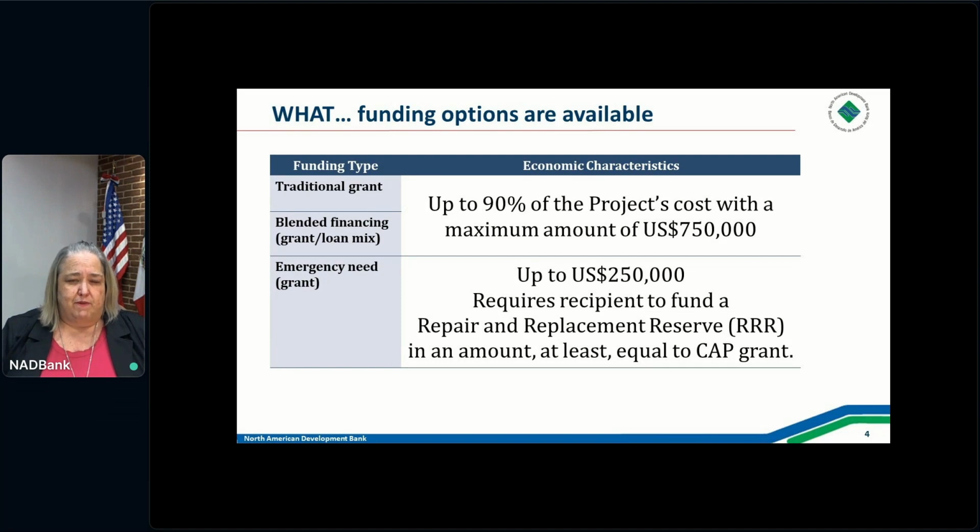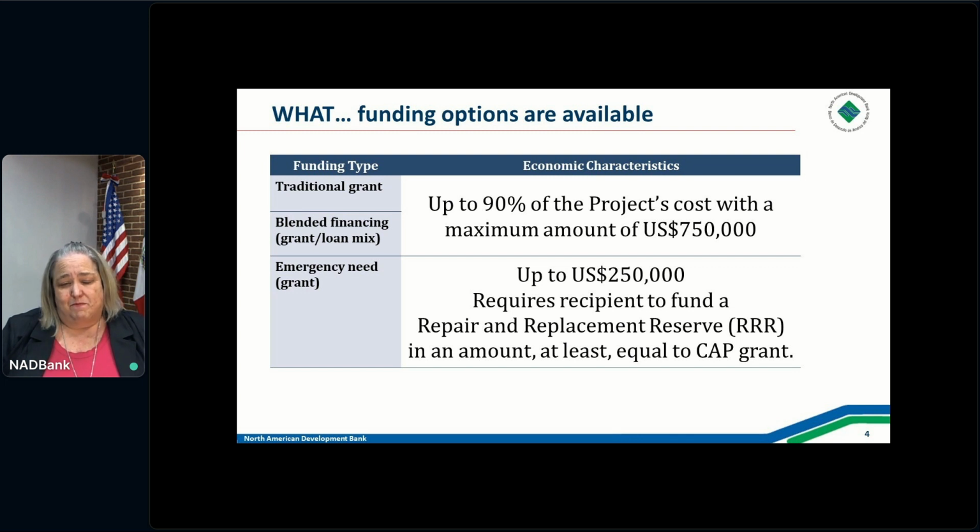The traditional grant option is something that we've done in the past with this program. It's providing a grant, for example, in this case, up to 90% of a project's cost with a maximum amount of $750,000. Or we may also provide a blended financing. That's a grant-loan option, where if a community or applicant has some ability to pay and they need this grant to make that debt service more affordable, then we can blend the grant and a loan into one financing option that would provide enough support to complete the project.